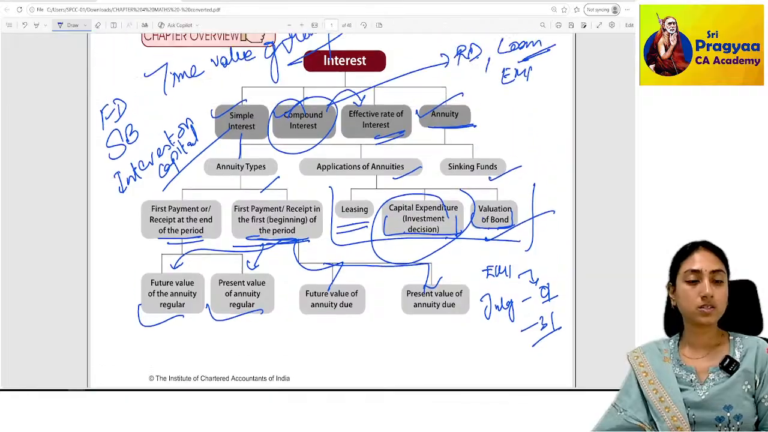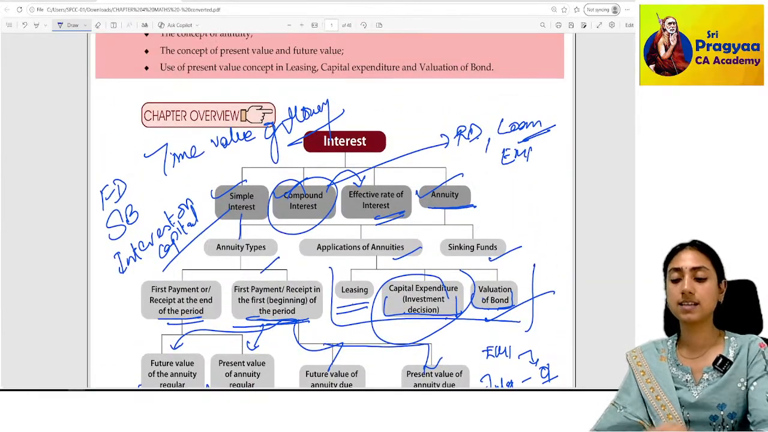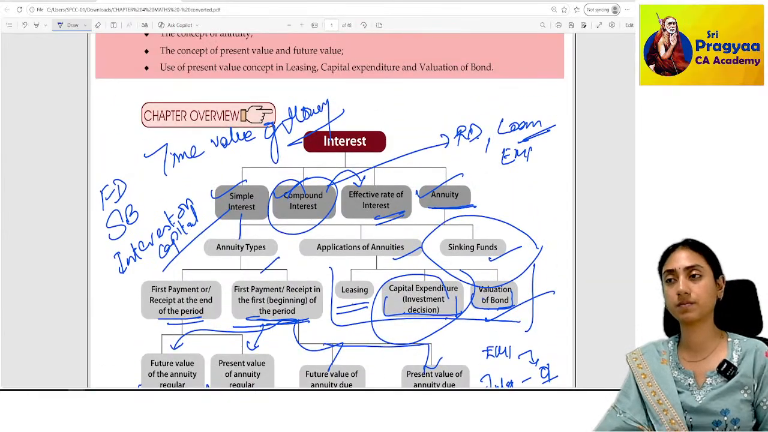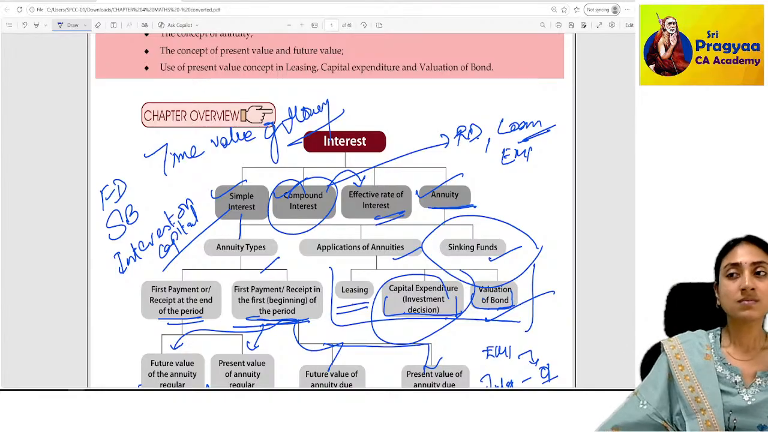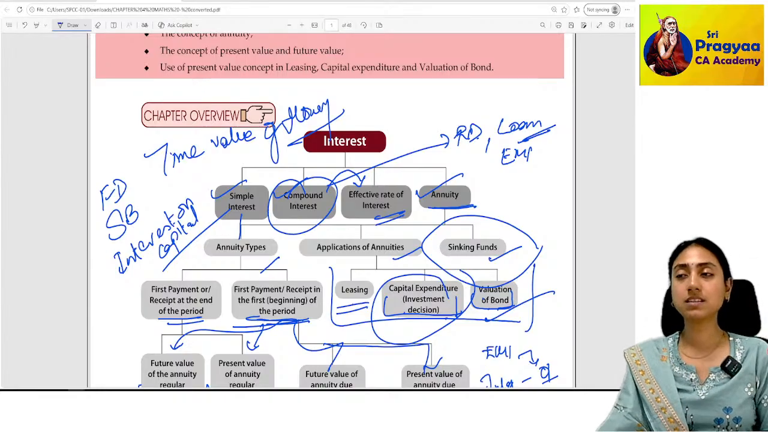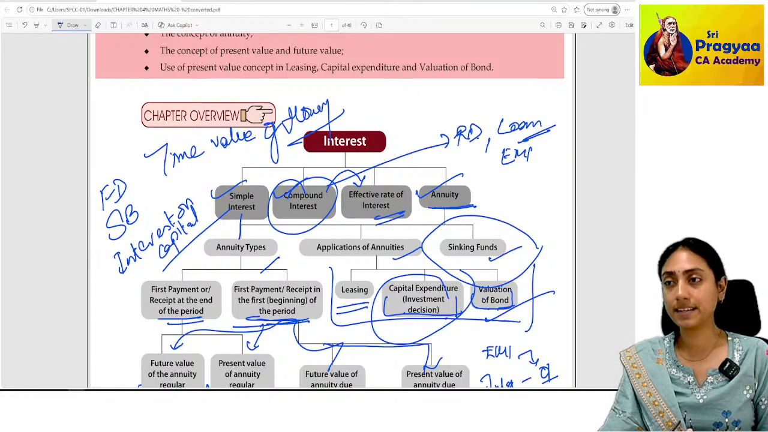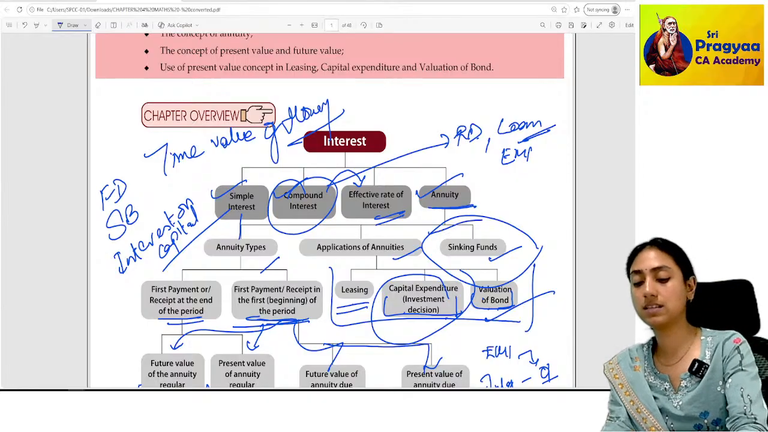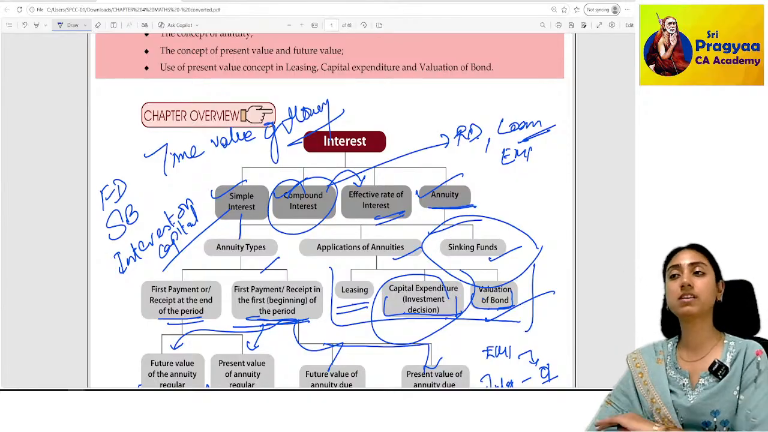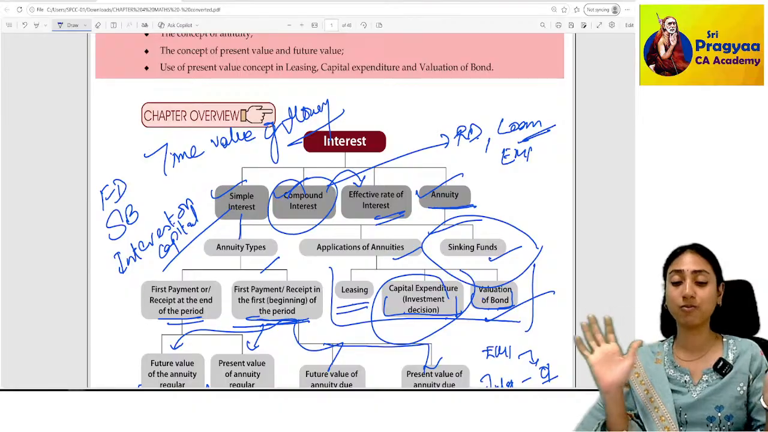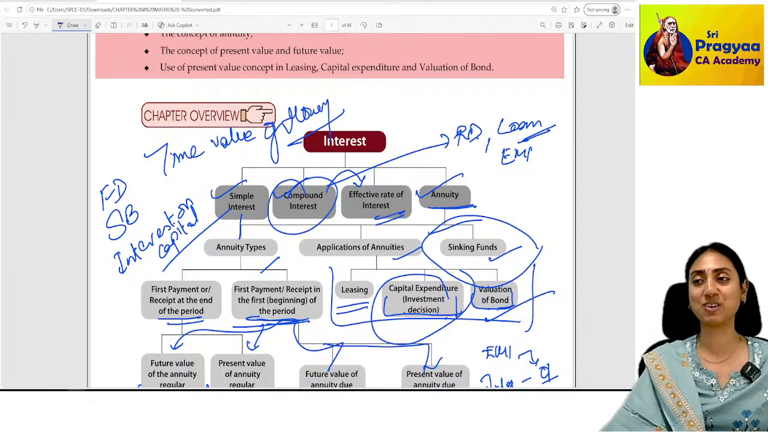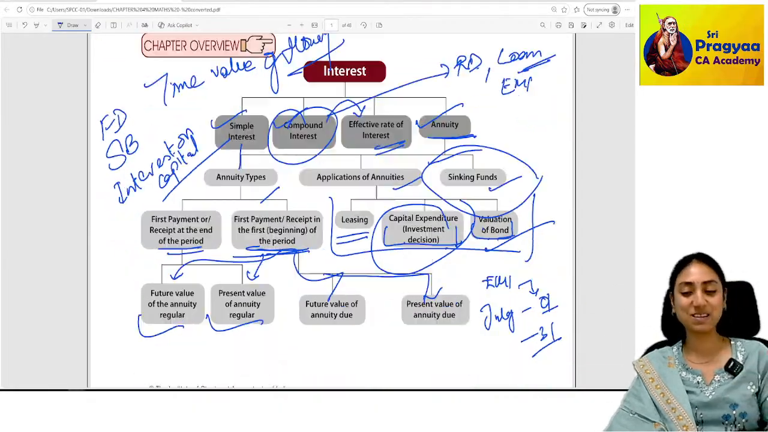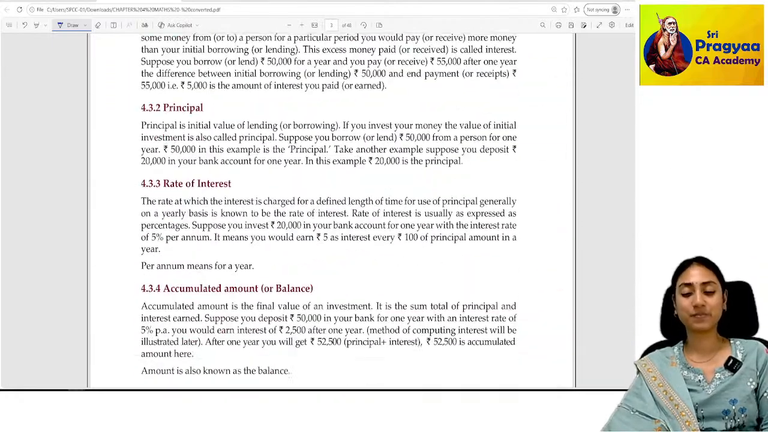So the last one is sinking fund. What is a sinking fund? That comes in debenture. Again, debenture is a debt instrument. So the sinking fund concept we will see later. I think I've overloaded you guys with too much information as of now, so we'll jump into chapters and then we will see.